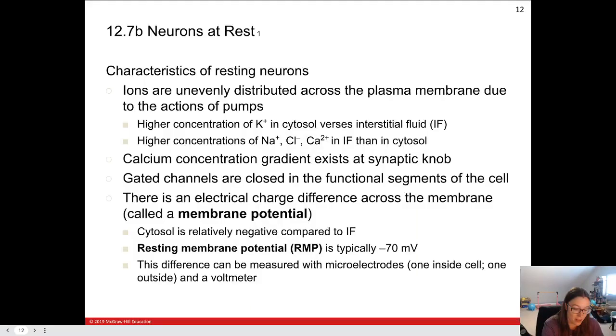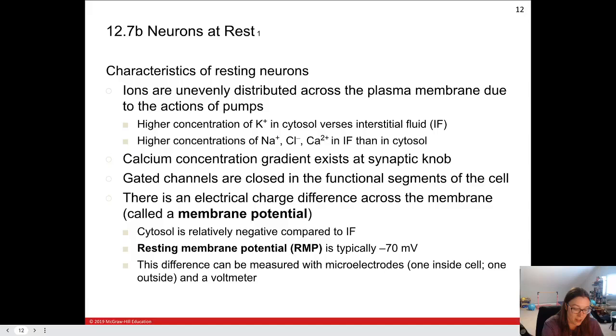So remember that neurons at rest are going to have ions unevenly distributed across the plasma membrane. The ion that's inside the plasma membrane in the cytosol is mostly going to be potassium. So remember I said potassium, like think puppies. Puppies want to be inside the house. And so they have a higher concentration of potassium in the cytosol as opposed to outside the cell in the interstitial fluid. And they have higher concentrations of sodium, chloride, and calcium outside of the cell, right?